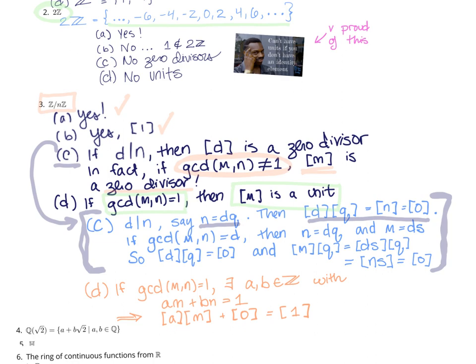Now that I say that in words, that seems like it makes sense, right? It's a divisor of n, and when we mod out by n, we're essentially saying, hey, set n equal to the identity, set n equal to 0.